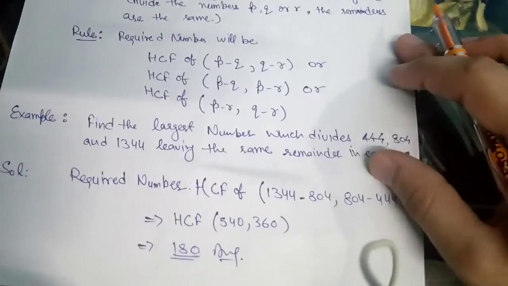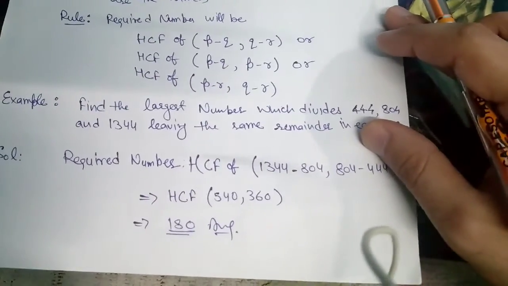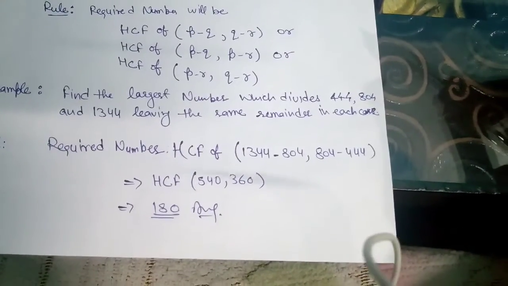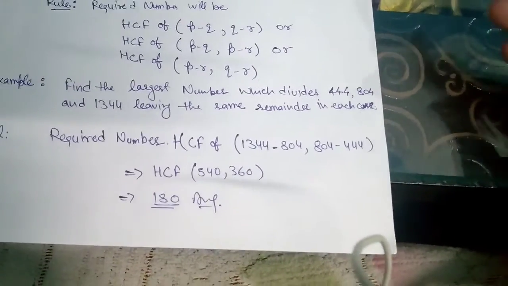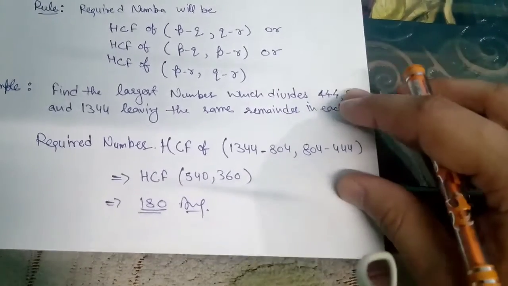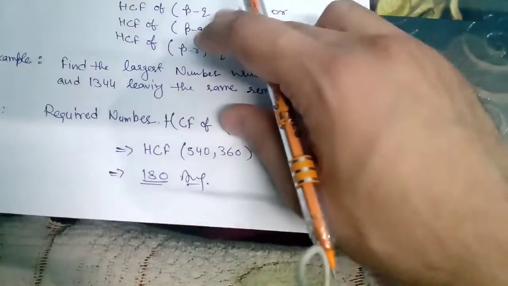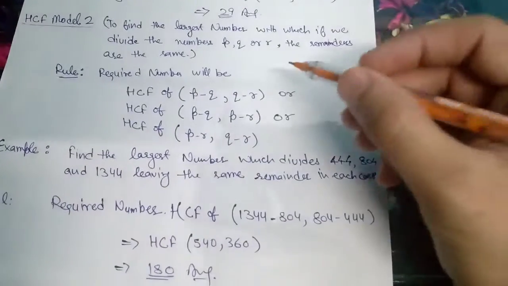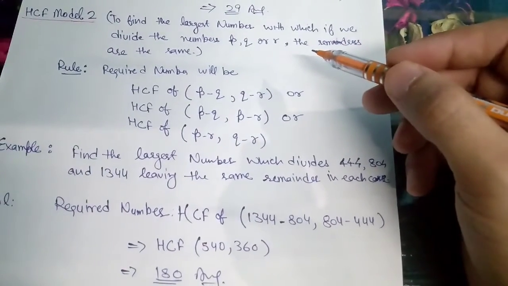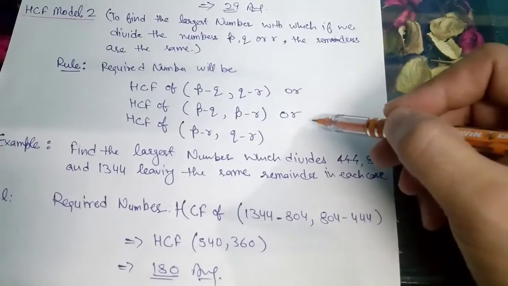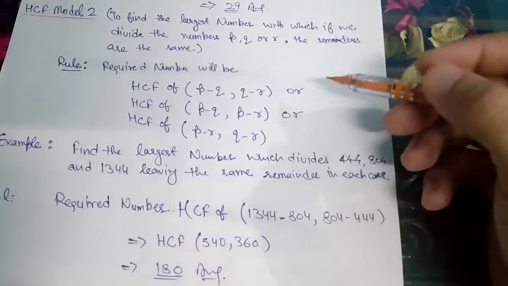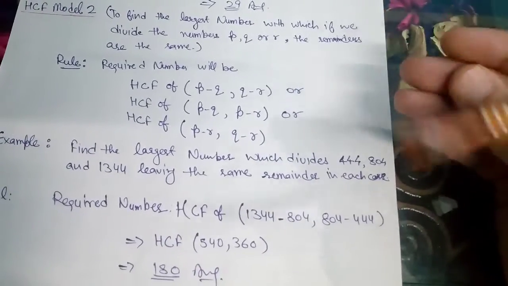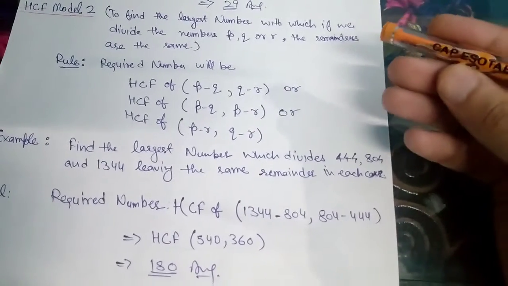So here you have seen the application of HCF. Now moving on to the second model. Here we have the problem statement: find the largest number with which if we divide the numbers p, q and r, the remainders are the same. The required number will be the HCF of the differences between any two numbers: p minus q, p minus r, or q minus r, the difference between any two numbers.